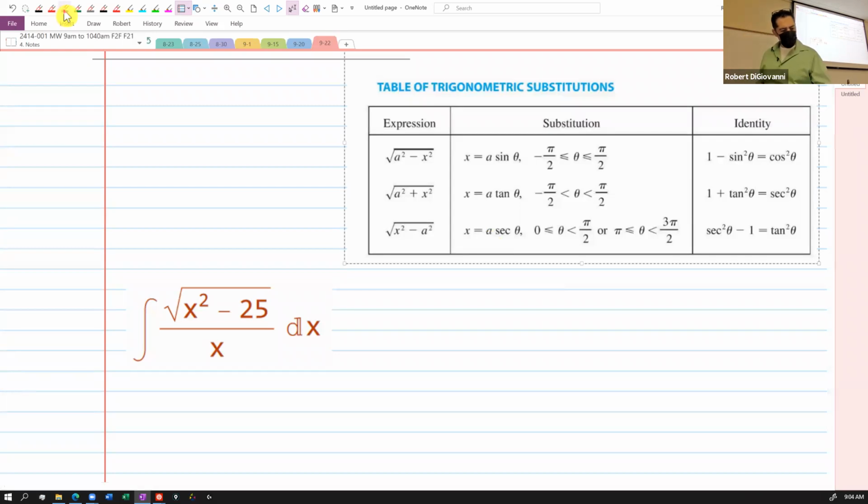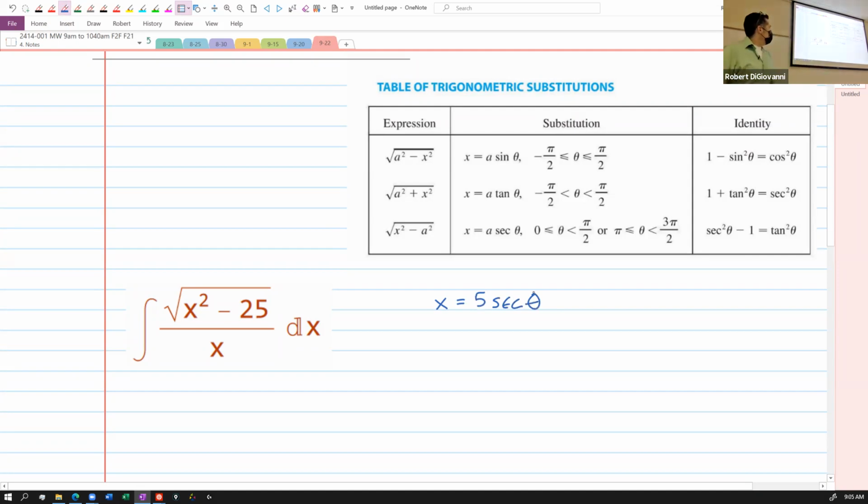Okay, so here we go. I'm going to make our trig sub. X will be replaced with 5 secant theta. And then we take the derivative of that, which would be dx is 5 secant theta tangent theta d theta, right? That's the derivative of 5 secant theta.